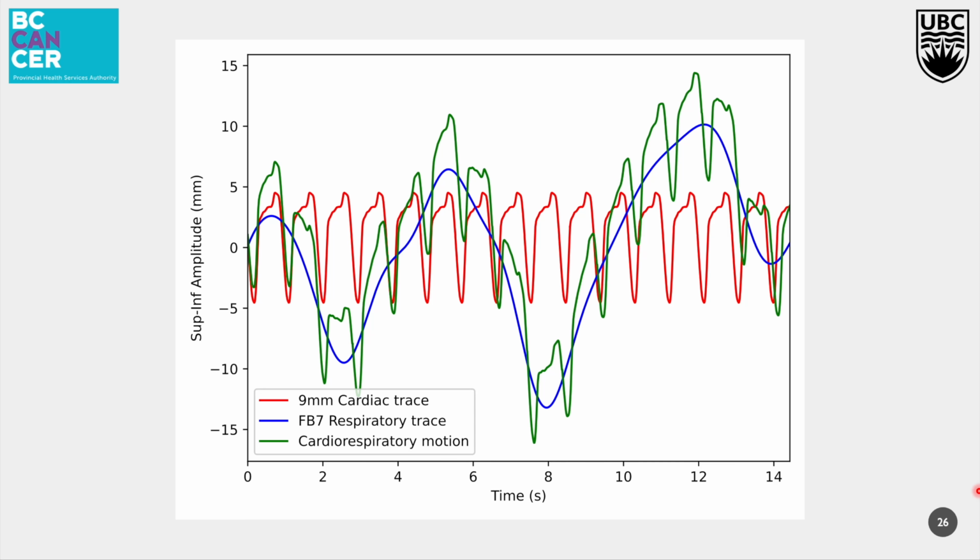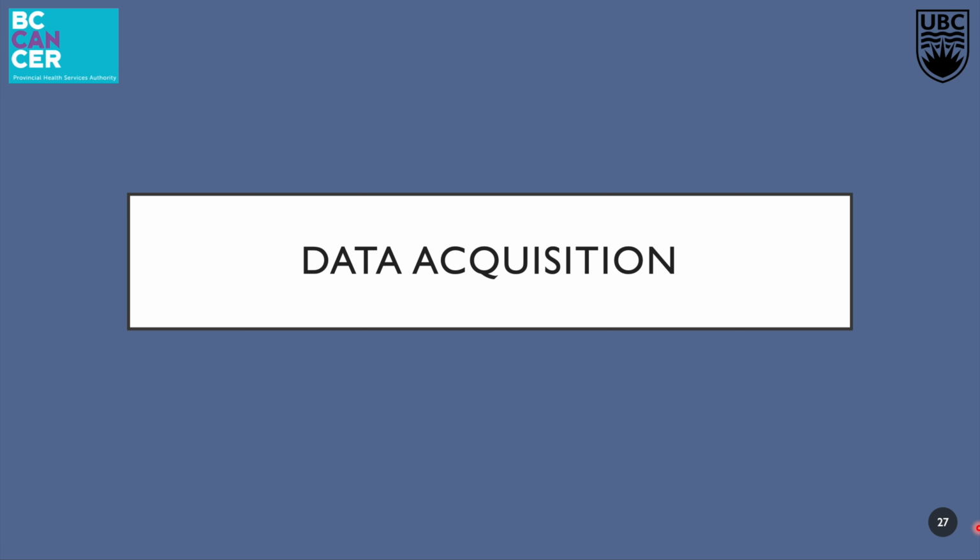Now, after this was done for all of the 24 combinations of traces, data was also collected for hypothetical scenarios with no cardiac motion for each respiratory trace, and those are labeled as 0mm cardiac amplitude traces for convenience. So now that we've covered the setup of the experiment, we can talk about how the data was collected.